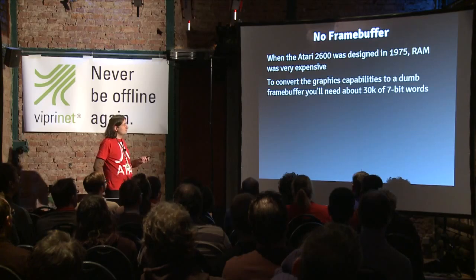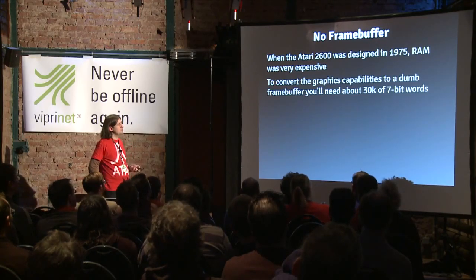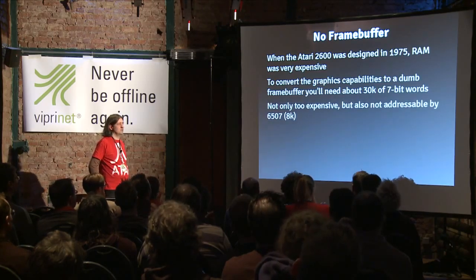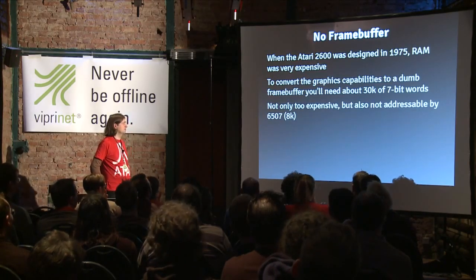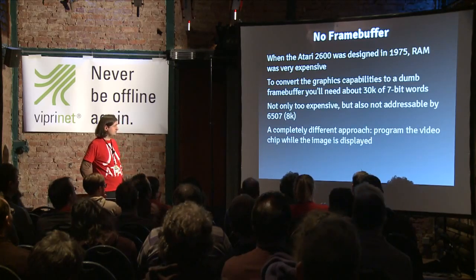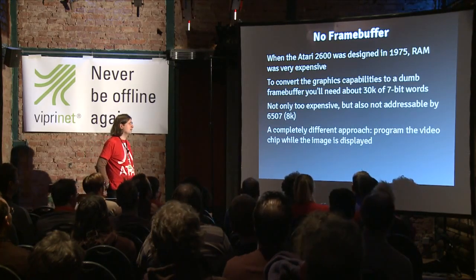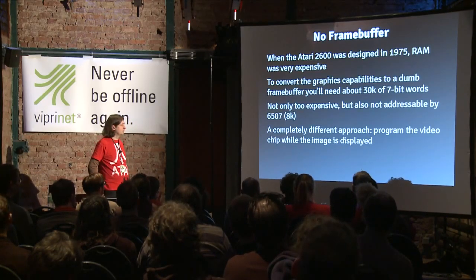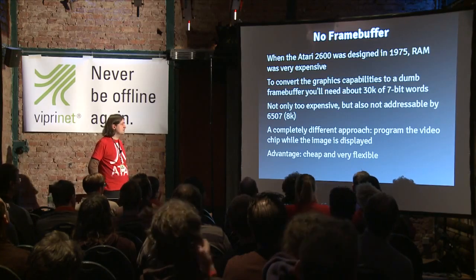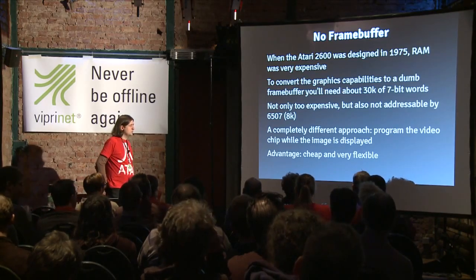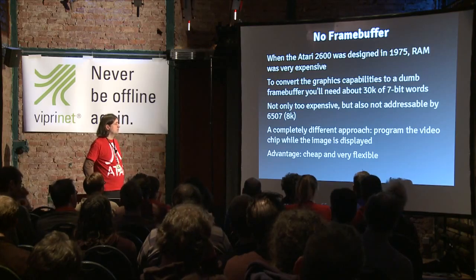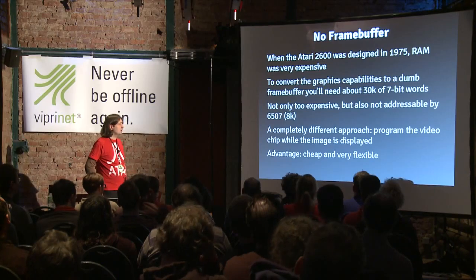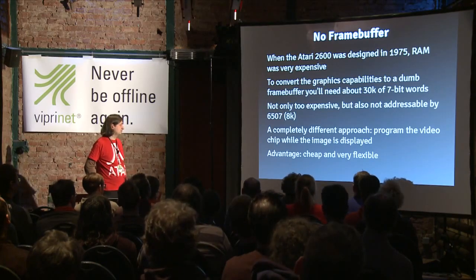To convert the graphics capabilities to a dumb frame buffer, you would need 30K of 7-bit words, which isn't even addressable through the 8K address space of the 6507. So a completely different approach was taken. We program the video chip while the image is displayed. The advantage is the chip to produce was very cheap, and it's very flexible. The design phase was quite costly, though.